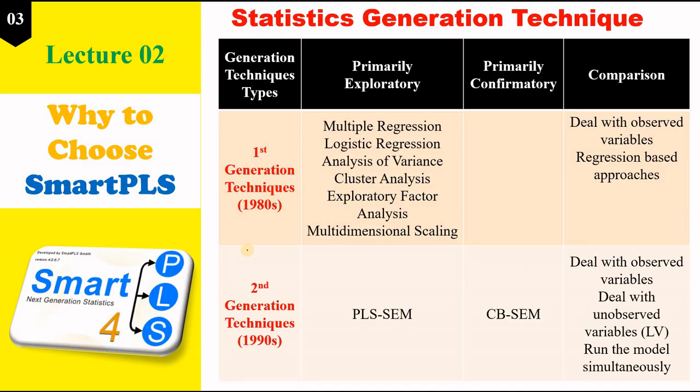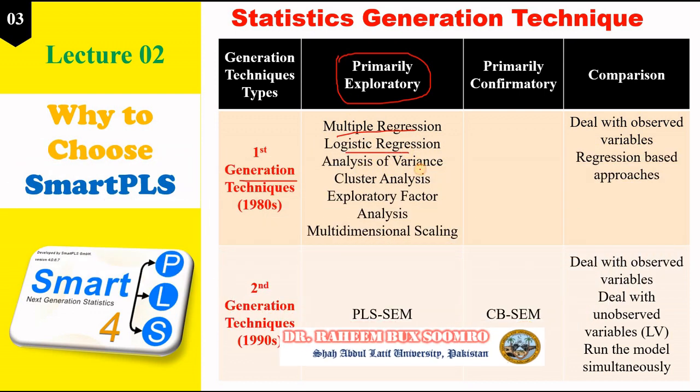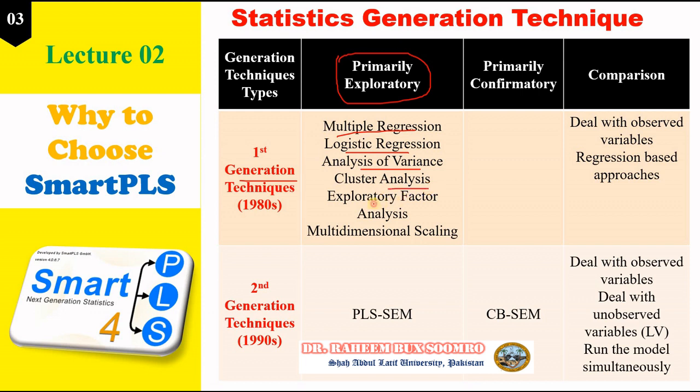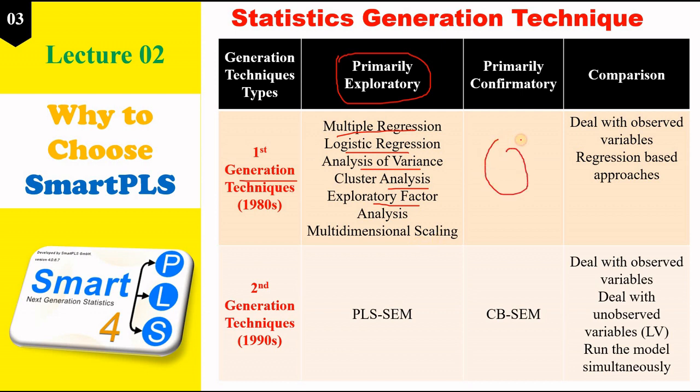If we talk about the generations of statistical techniques, there are two generations. Generation number 1 started from the 1980s. There, primarily we were working on exploratory techniques, where multiple regression, logistic regression, analysis of variance, cluster analysis, exploratory factor analysis, and multidimensional scaling were used. And there was no concept of confirmatory factor analysis, CFA, like we are performing nowadays. If we talk about the comparison, they deal with the observed variable and regression-based approaches.